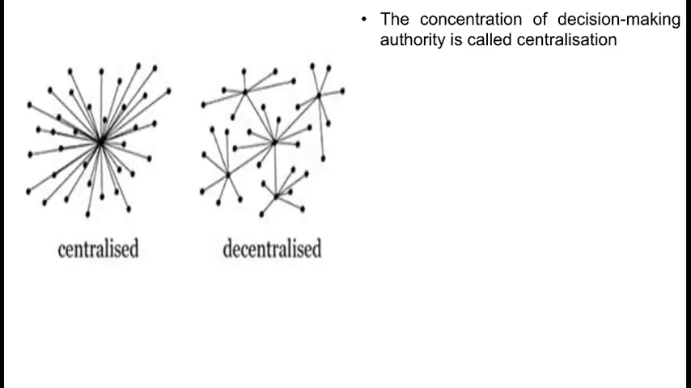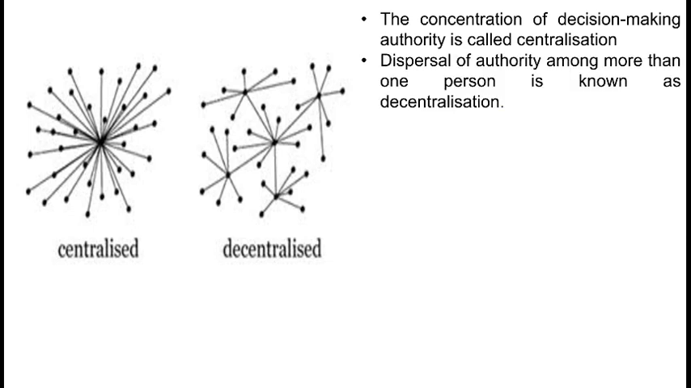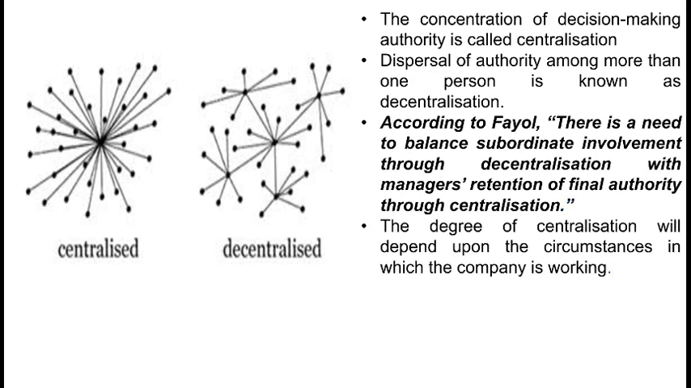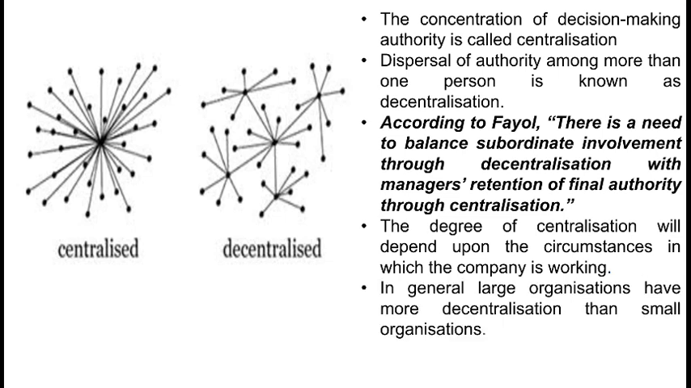The concentration of decision making authority is called centralization, whereas dispersal of authority among more than one person is known as decentralization. According to Fayol, there is a need to balance subordinate involvement through decentralization with managers' retention of final authority through centralization. The degree of centralization will depend upon the circumstances in which the company is working. In general, large organizations have more decentralization than small organizations.